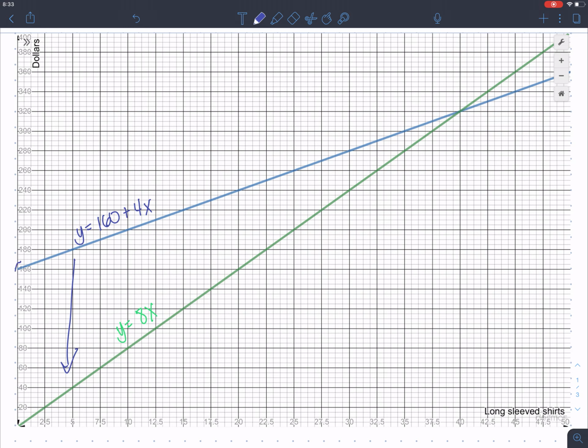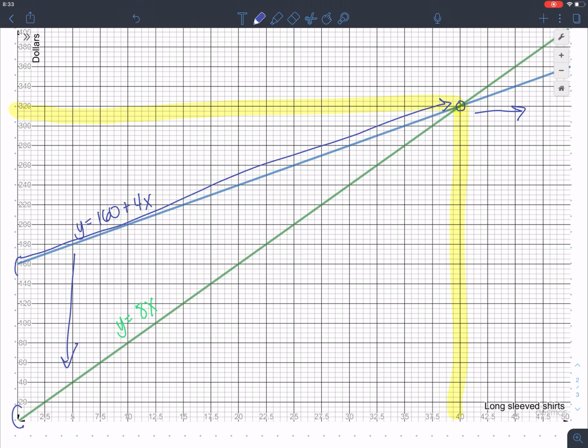From 0 shirts all the way here until this point, my cost is greater than my income. So this point right here is, let's see, what is that? 40 shirts and 320. So all the way up to 40 shirts, my cost is going to be more than my income. But after this point, from 40 shirts on, my income line is higher than my cost. So after 40 shirts, I start making more money. I start making a profit.